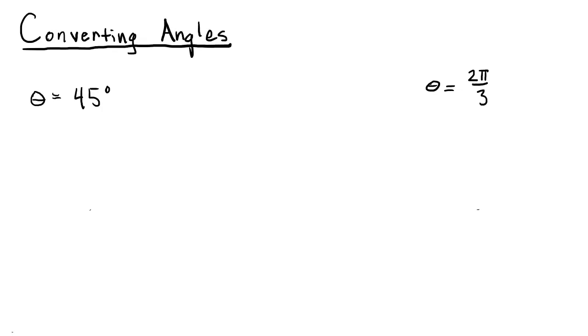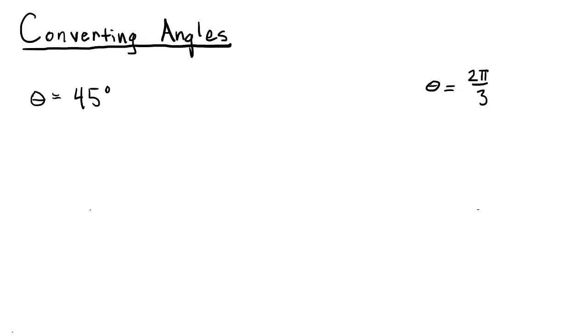Hello class. So today we're going to be talking about converting angles. And we're also going to talk about objective 5, which is going to be coterminal angles in radians. So to get started, I have two angles, one in degrees and one in radians.